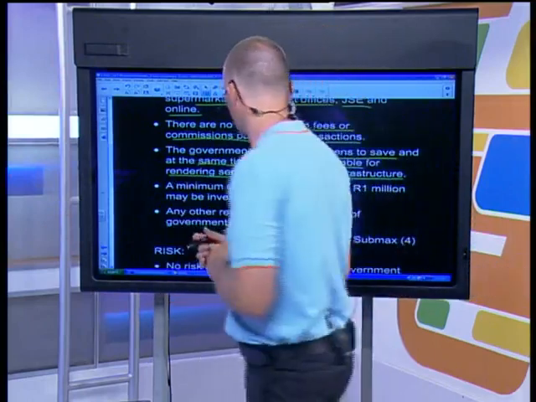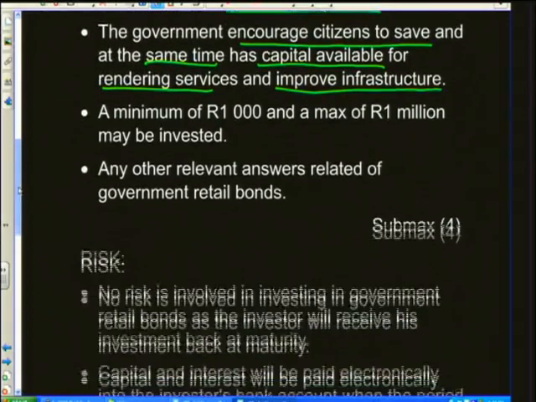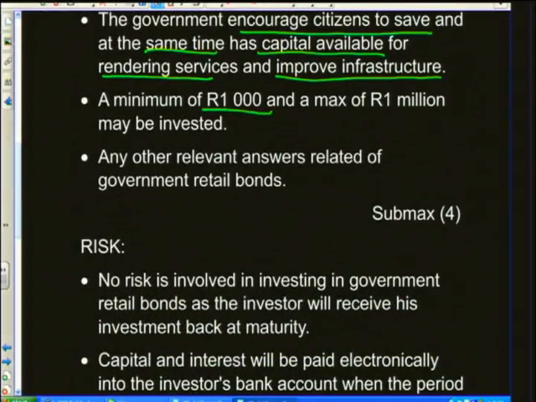It's also quite a safe investment for investors, because the government is not all of a sudden going to run away with their money. The government is still going to be around for a while, and they have a lot of resources that they can use to pay the people back their money. A minimum of 1,000 rand and a maximum of 1 million may be invested. All of these points were for 2 marks there.